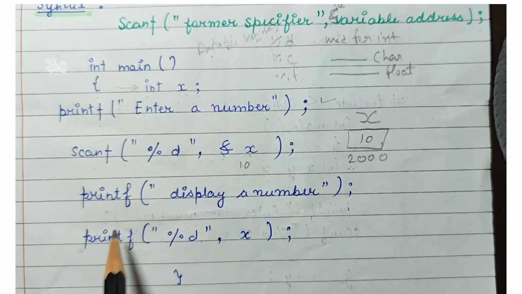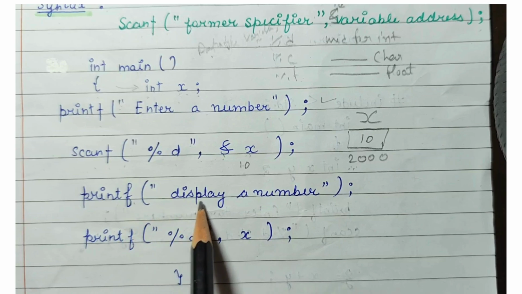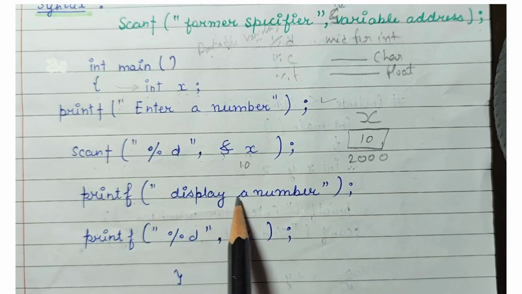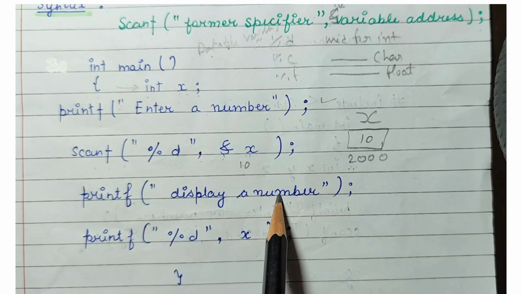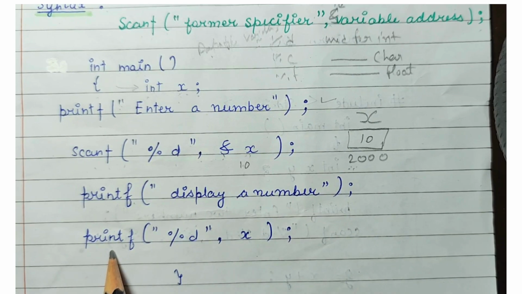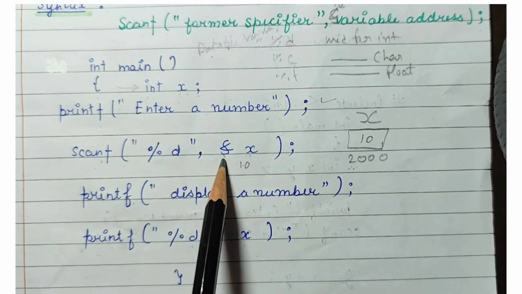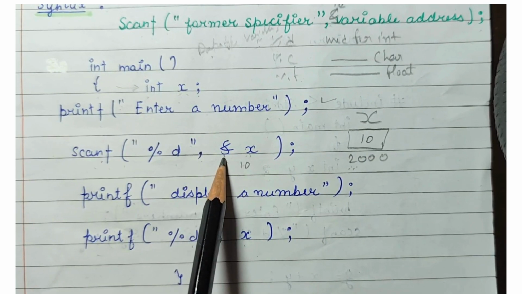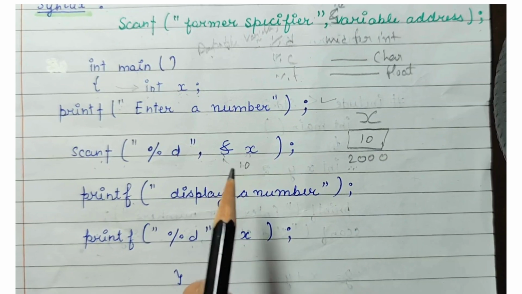After this, we display the message. This is the text message, so it will display the text. After this, the printf function is used for displaying the value of x. Here %d is used as the format specifier. Here the address operator is not required, because in a printf statement the address operator is not required. In a scanf statement the address operator is compulsory. If you do not include the address operator, the compiler gives you an error.